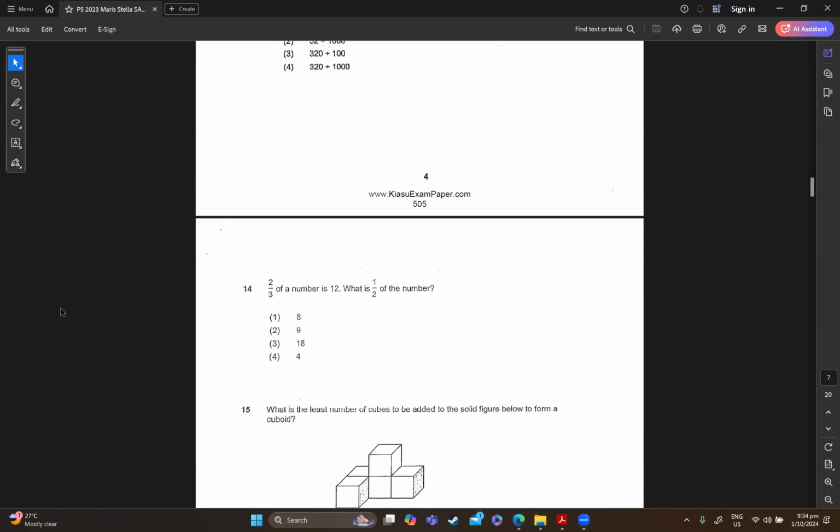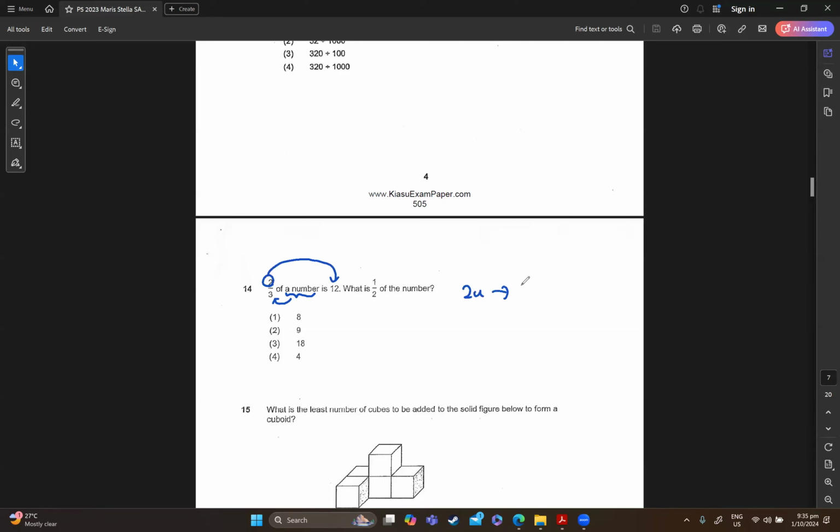Two-thirds of a number is 12. What is half of the number? Now, always remember when you read a fraction, the noun that comes after the word "of" is your denominator. So the noun that comes after the word "of" is a number. So a number is the denominator, which is 3 units. And the 2 units represent 12.